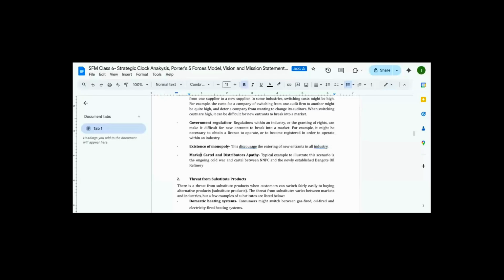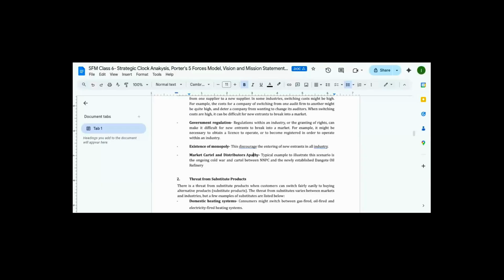Another one is market cartel and the distribution apathy. In any market where there's a strong cartel, it's always difficult for new entrants to emerge or penetrate that market. Even when they launch, they have to use what we call a shadow or pseudo strategy, in that the ruling market leader will still continue to take the leadership position.